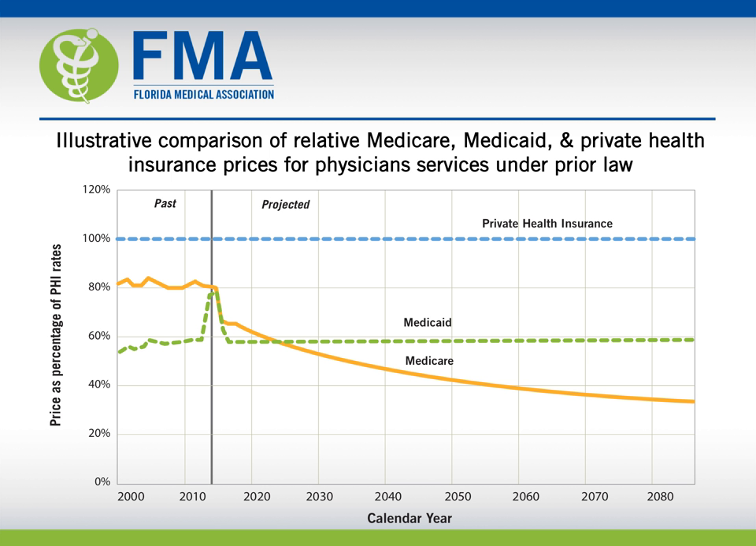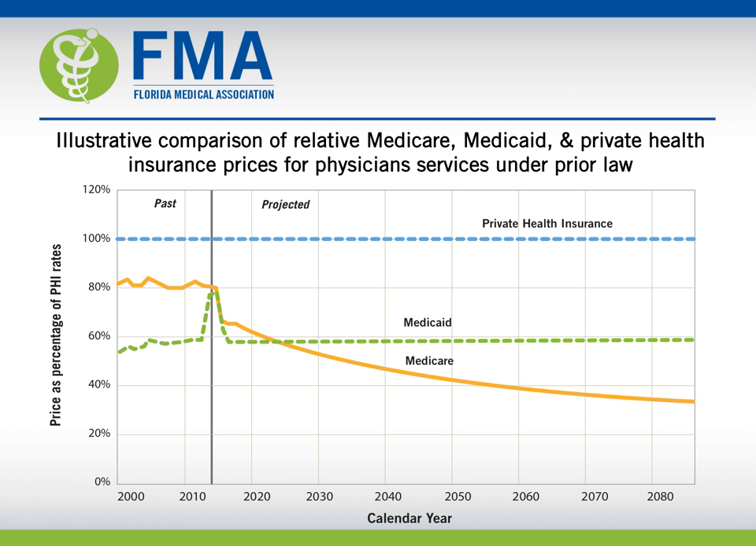This slide right here represents what would have happened had the SGR gone into effect in 2014. At the top here, you have a blue bar that represents private health insurance rates, which everything else is relative to. That orange bar represents the Medicare rate. And as you can see, on average, according to CMS's data, the Medicare rate has historically been around 80% of private health insurance rates. Obviously, that varies by specialty and practice and geography and so forth, but nevertheless, that's an average.